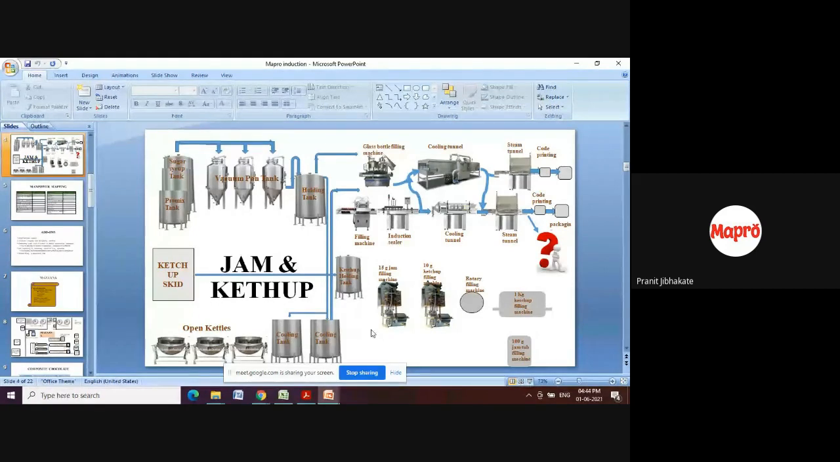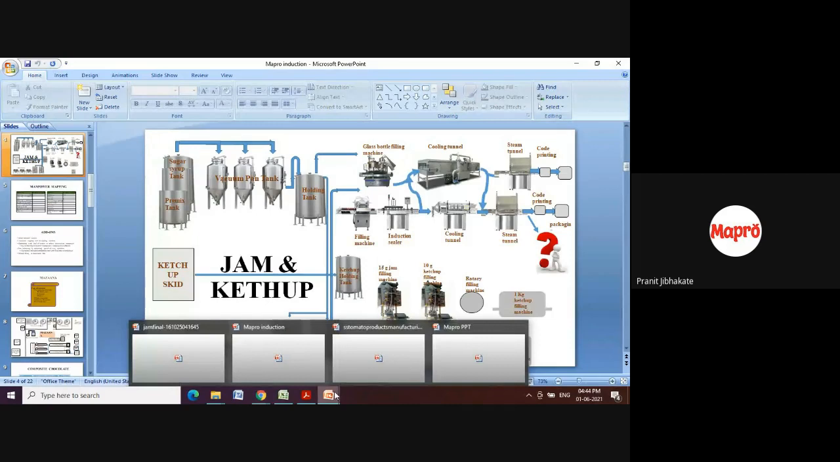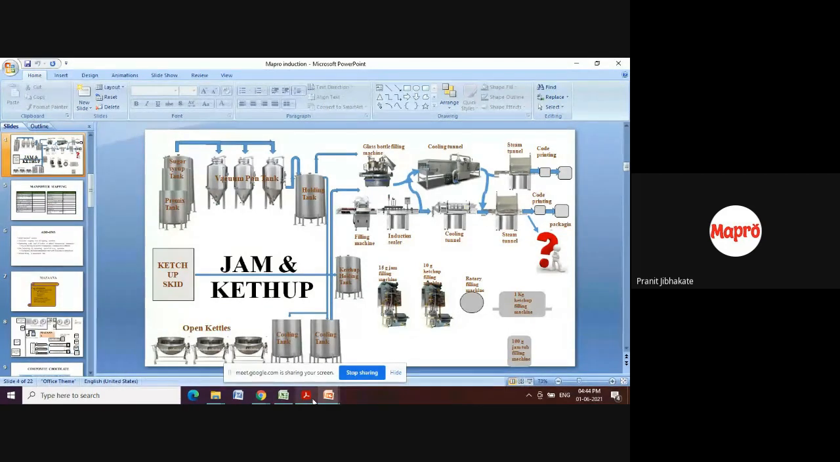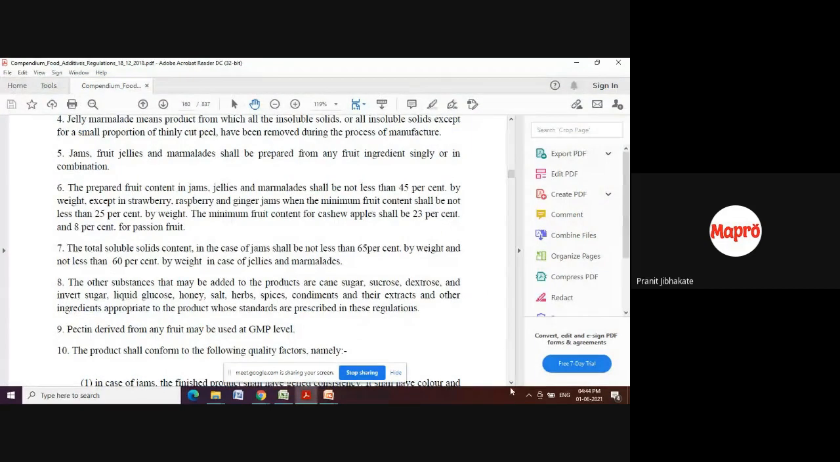So this is jams. Jellies are also the same, but in place of fruit pulp, we are using fruit juice. Okay. And in marmalades, along with fruit juice, we are using fruit peels. That's the basic difference between jams, jellies, and marmalades. Okay. So here you can see that.